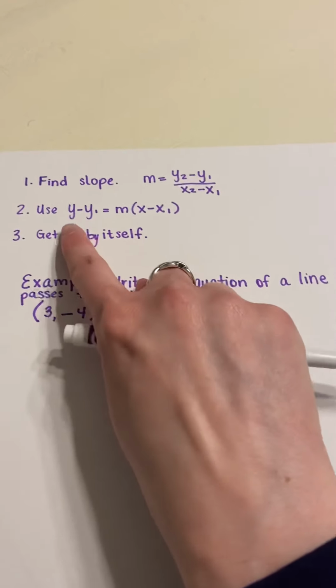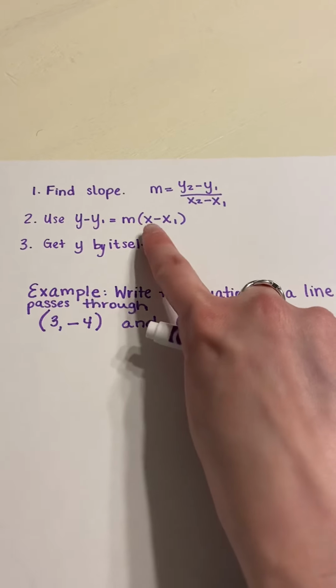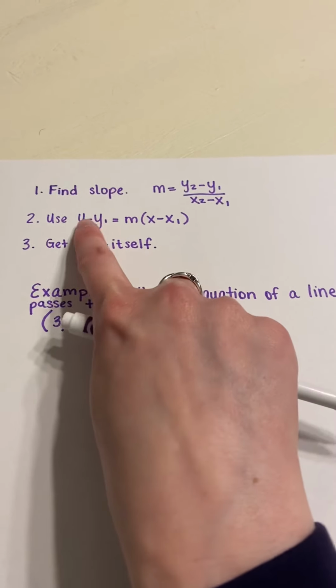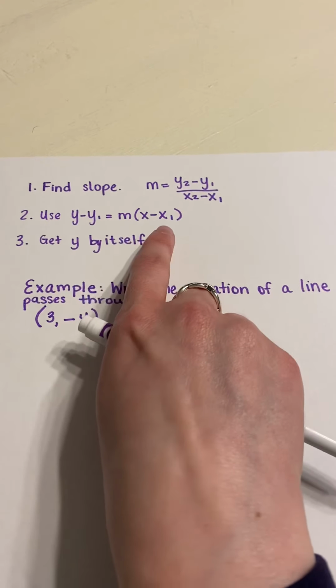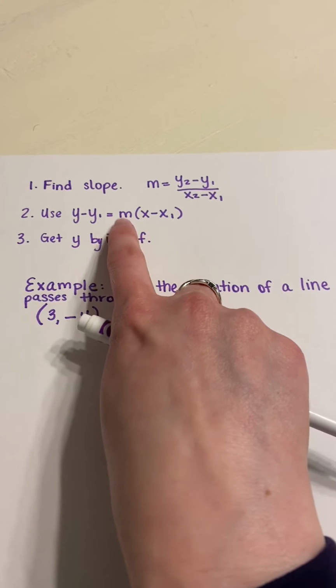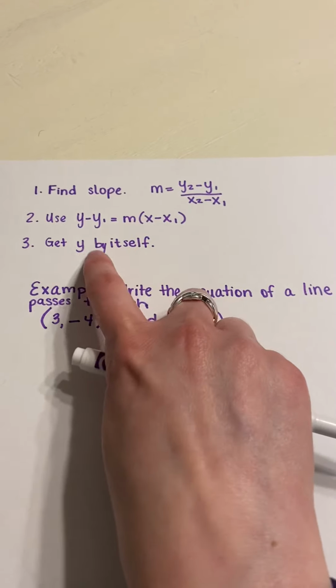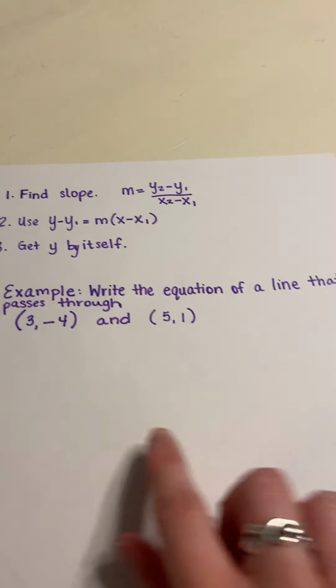And remember, we do not change the first y or the first x. You leave y and x in there, but plug in your point for y1 and x1, and also plug in your slope from the first step. And then after that, get y by itself. So I'll do this example with you.